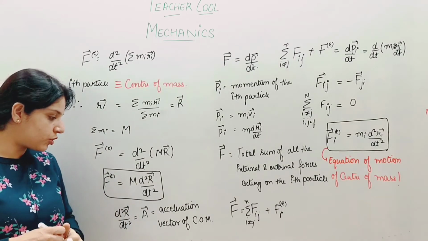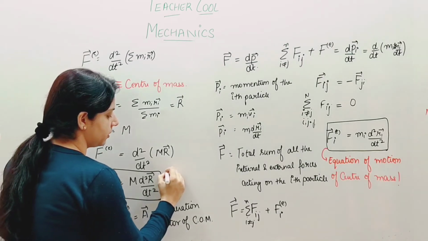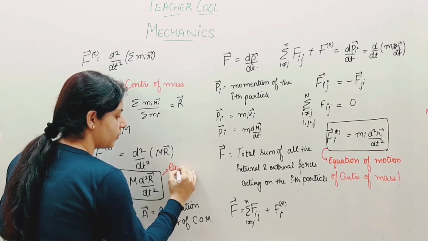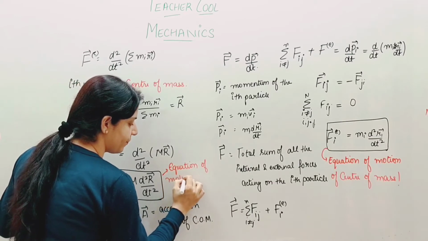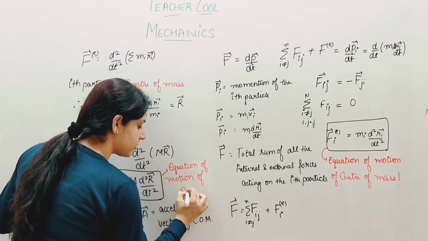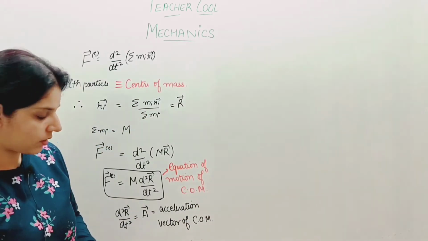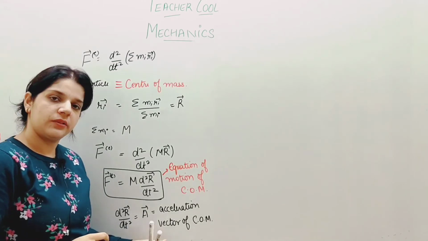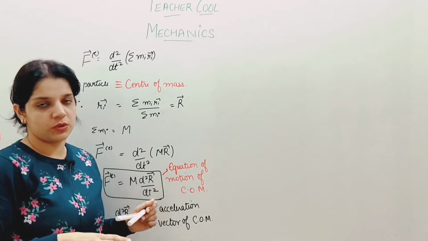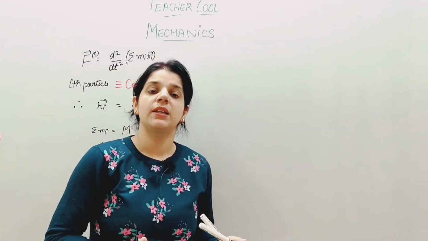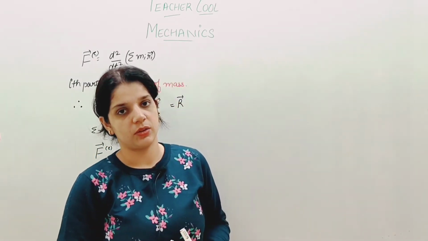So I have got the equation of motion exactly in terms of the center of mass. This is the equation of motion of center of mass. Clear? So now we are done with the equation of motion of the ith particle, which has come similar to the equation of motion for the center of mass. And since we will be applying the conservation theorems over all of these particles, over the center of mass also, over the ith particle also.